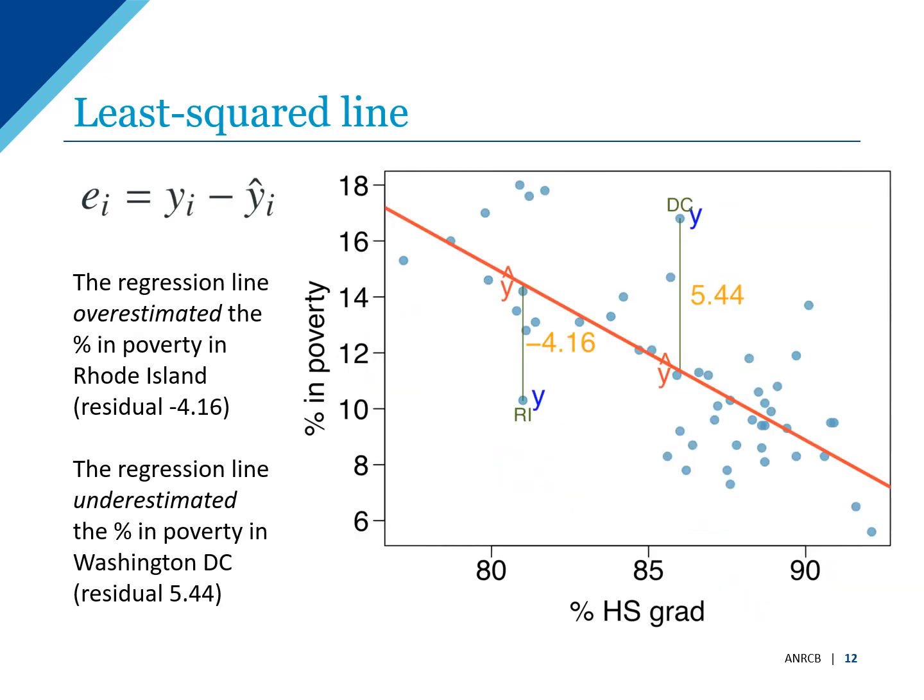Let's look at some examples closely. Based on the regression line in red, the state of Rhode Island has a residual of -4.16, suggesting that our regression model overestimated the percent in poverty in Rhode Island. However, our regression line underestimated the percentage in poverty in Washington, D.C., with a residual of 5.44.